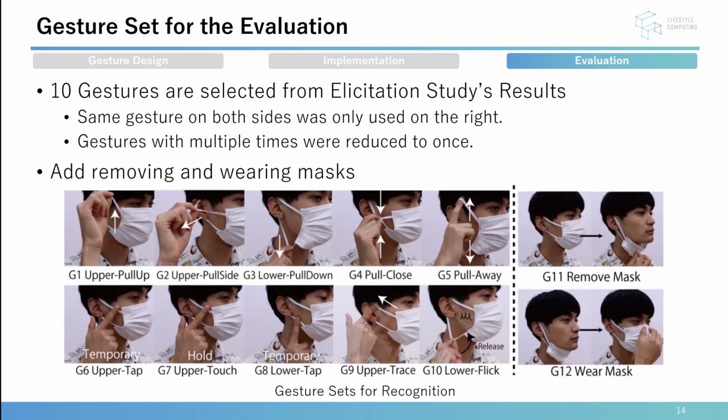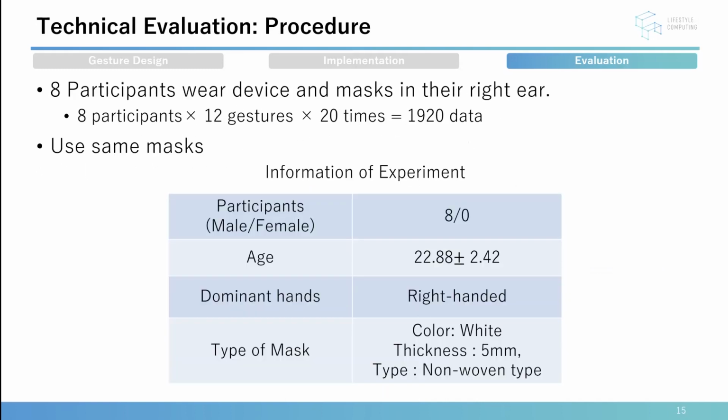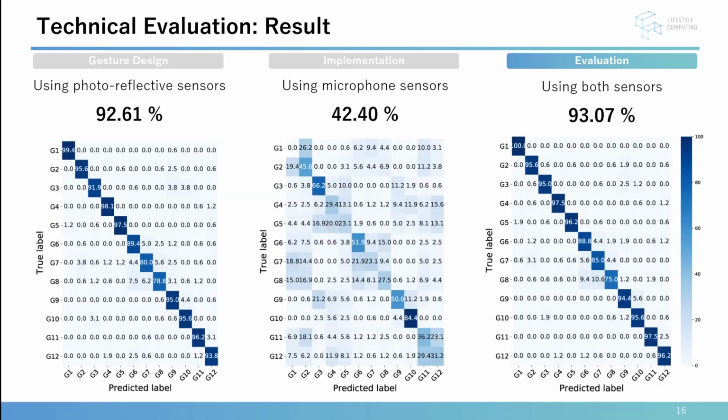For the gesture set of the evaluation, 10 gestures were selected from the elicitation study results. This is because the same gesture on both sides was only used on the right side, and gestures conducted multiple times were reduced to once. In addition to these gestures, we added removing and wearing masks, and finally, 12 gestures. For the technical evaluation, 8 participants were asked to wear the device and mask on their right ear, and 12 different gestures were acquired 20 times each. The information of participants is shown in the table. The type of mask is the same for all participants.